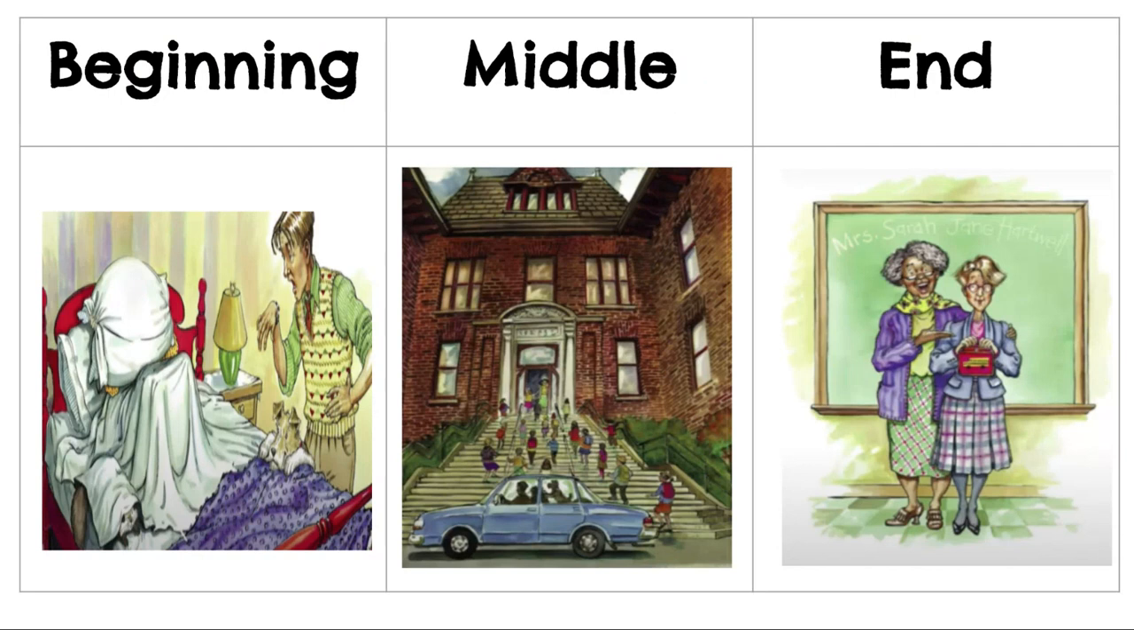And this is what happened in the story. At the beginning of the text, Sarah didn't want to get out of bed. In the middle of the text, Mr. Hartwell got Sarah to school, and Sarah walked up those stairs and got in the classroom. And at the very end of the text, we were able to find out who Sarah Jane Hartwell was, that she was the teacher.